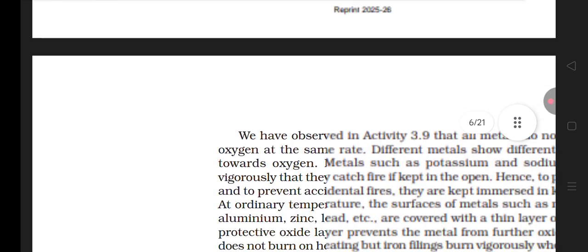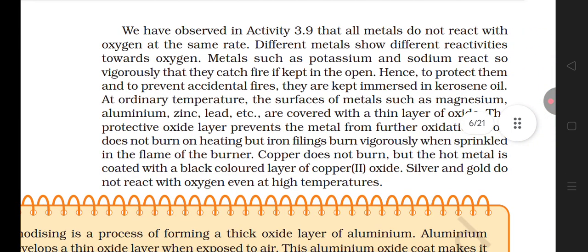Now here it is written, we have observed in Activity 3.9 that all metals do not react with oxygen at the same rate. Same rate means they do not all react equally easily. It is not that they will all react at room temperature or in cold water. Every metal requires its own condition. Some react even in cold water, some react slightly above the temperature of cold water, or some react when the water is boiling. So there are different conditions.